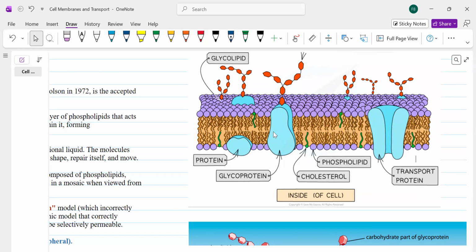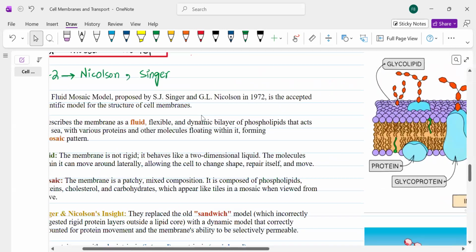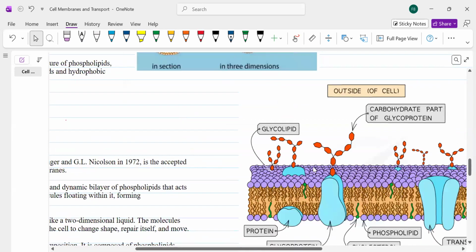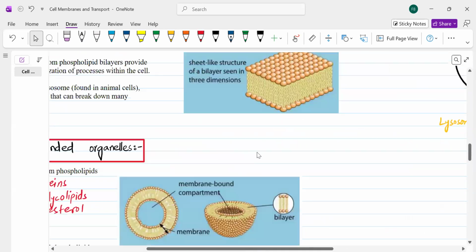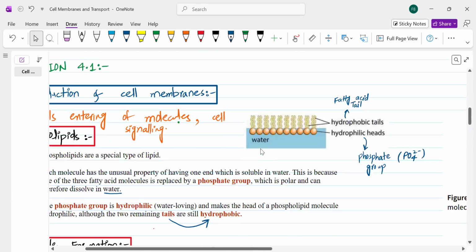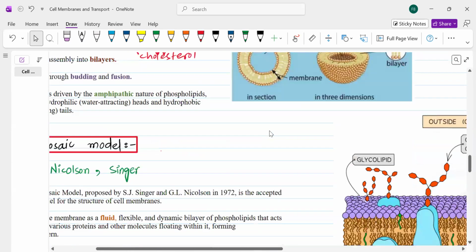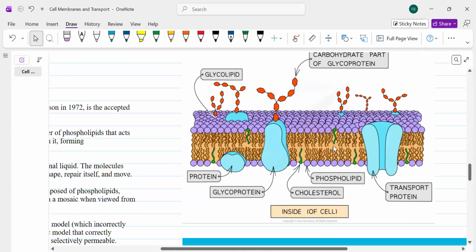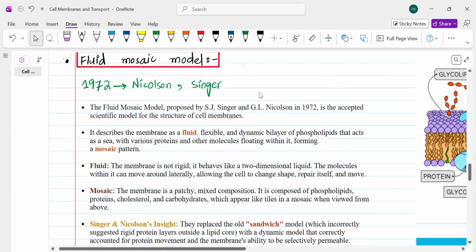So firstly, there will be synthesis of these components. Then what will happen? There will be assembly. Assembly of what? These bilayers. Initially, you have just one layer like this. This is one layer. After that, there will be assemblage of all the things. All the things will be assembled together. And in the last step, what will happen?